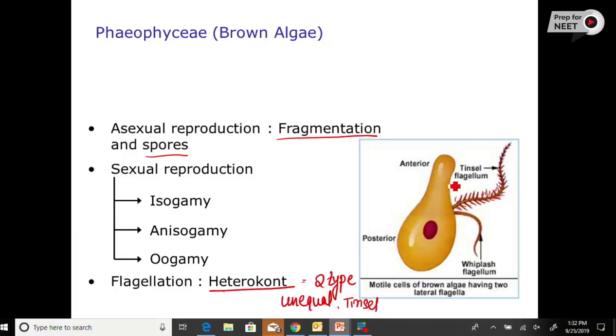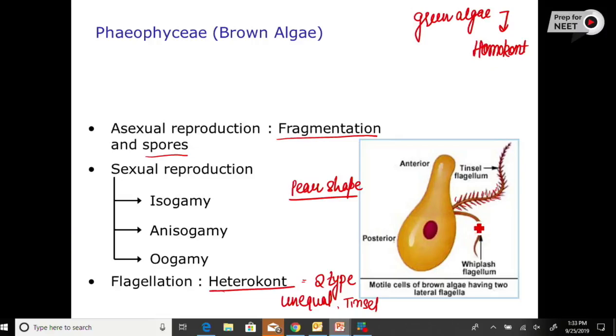Also, the spores are pear shaped. So, it is a pear shaped spore which contains two flagella, and the flagella are heterokont. In green alga, the flagella were homokont in nature, that means both flagella were exactly similar. Also, here you can see that the flagella arise from the lateral position, from this particular side, whereas in green alga they arise from the apical part or the tip.